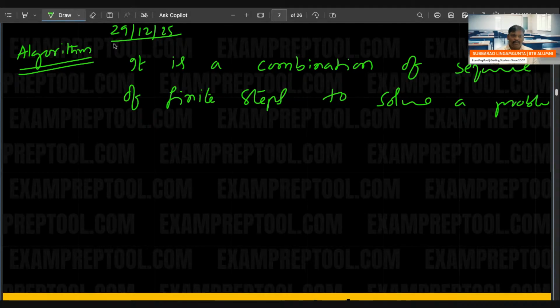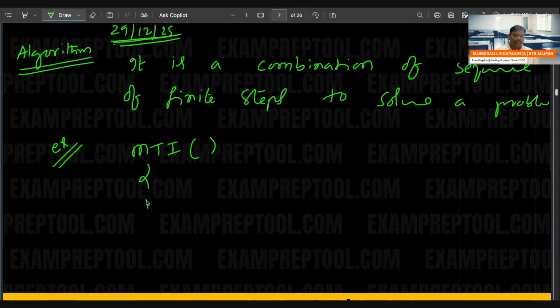I'm repeating again. Today's date is 29/12/25. The algorithm subject just started now. Algorithm definition I have written on the board: it is a combination of a sequence of finite steps to solve a problem. So take one example: multiplication of two integers. That is the algorithm.